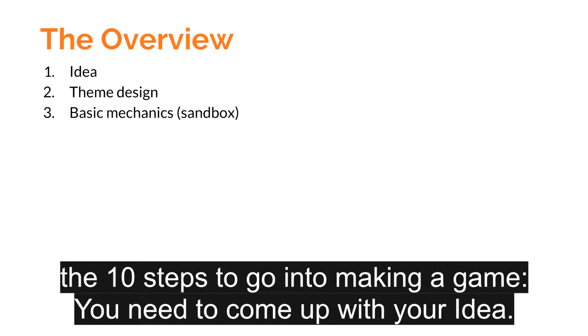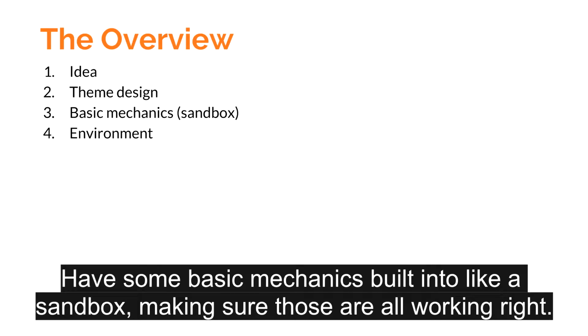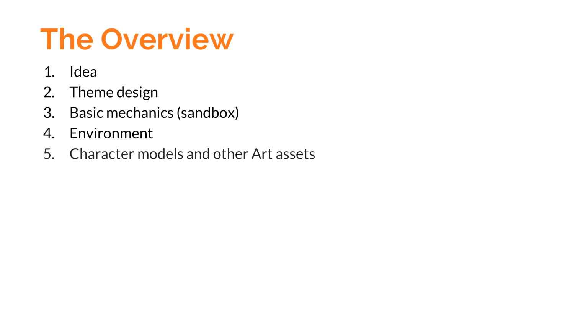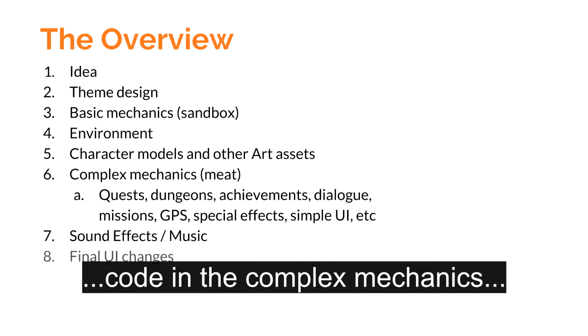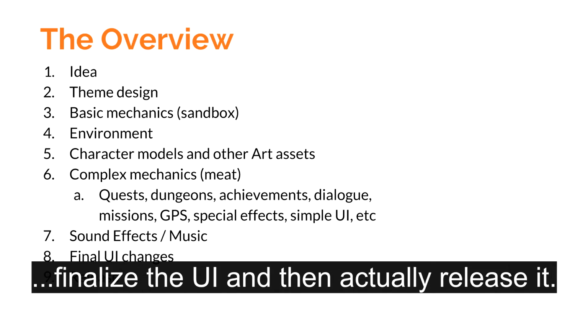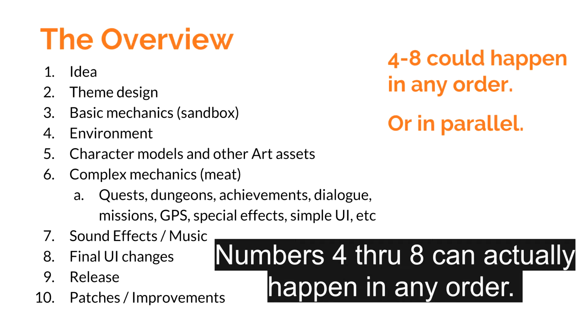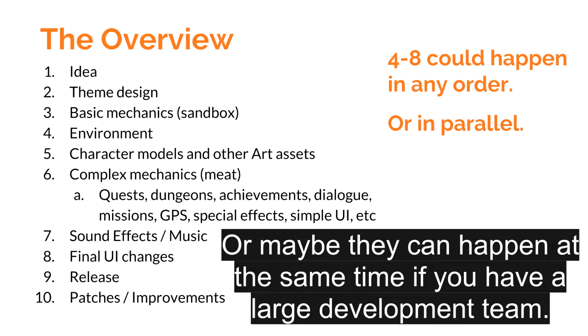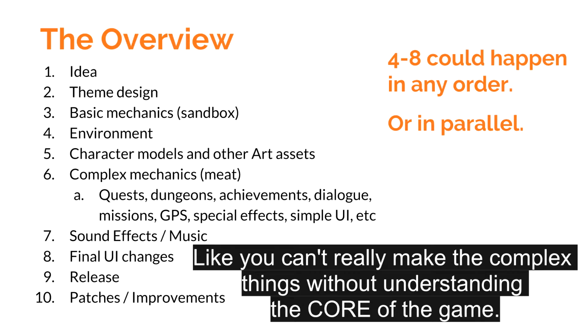So the overview of the 10 steps to go into making a game. You need to come up with your idea, create a theme around that idea, have some basic mechanics built into a sandbox, making sure those are all working right. Then create the environment, maybe some character models, code in the complex mechanics, get some sound effects going, finalize the UI, and then actually release it, and then make updates. Note that numbers 4 through 8 can actually happen in any order, or maybe at the same time if you have a large development team. But in theory, you can't get to number 2 unless you have an idea, and you can't really make the complex things without understanding the core of the game.